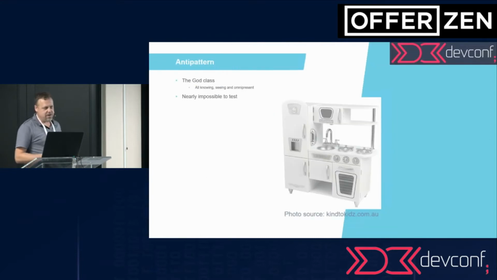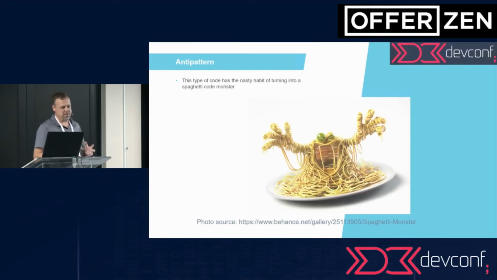For me, this is a kind of an anti-pattern. The God class, all-knowing, all-seeing, omnipotent class. And I think the thing that's difficult there is it's difficult to test and maintain. And if you do a lot of changes, it kind of turns into this spaghetti code monster.